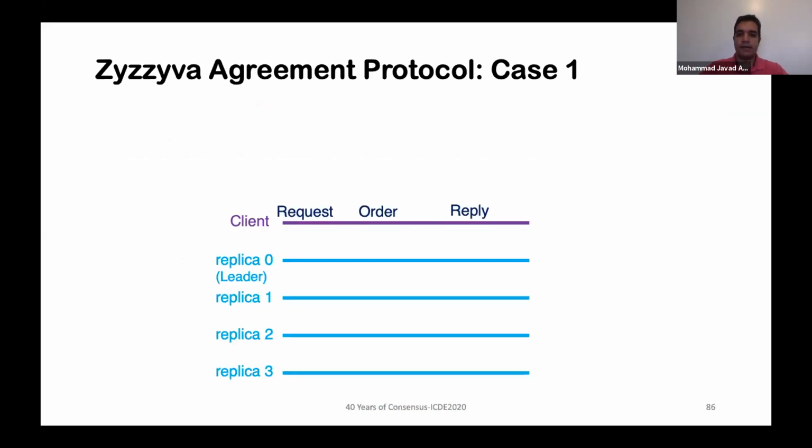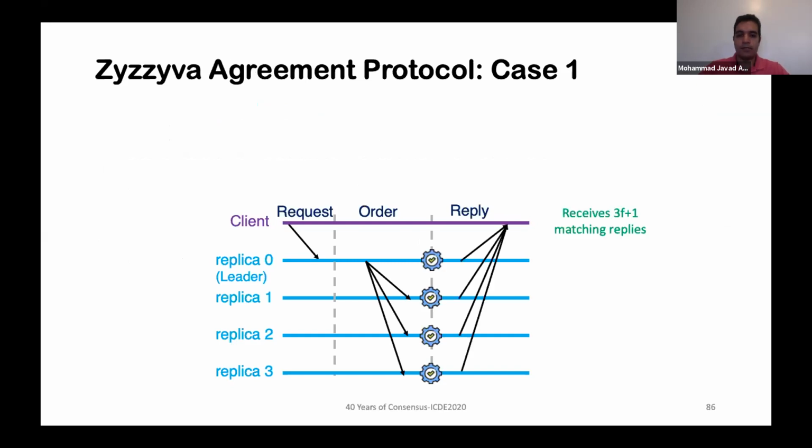So let's see the first case. The client sends a request to the leader. The leader sends a message called order message to all replicas, and replicas are going to execute immediately and send replies back to the client. So you see, there is no consensus here. We receive the message, we execute it, and send the reply. If the client receives 3f+1 matching replies, then that is very good because there is no failure in the system. All nodes behave correctly, so we are done.